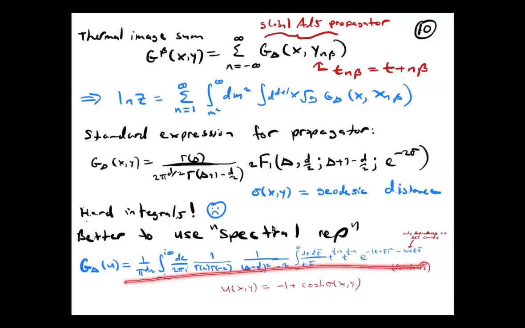I'm not going to be using this at all, so don't worry about the details of this. This is just flashing here. But the point is there's one representation of the propagators for which all the dependence on the AdS coordinates just appears here. This U is the only place where the AdS coordinates appear, and U is related to the geodesic distance like this.